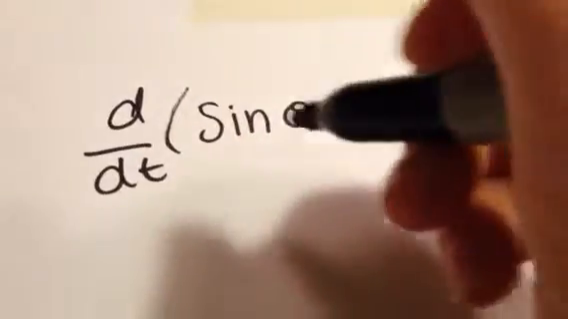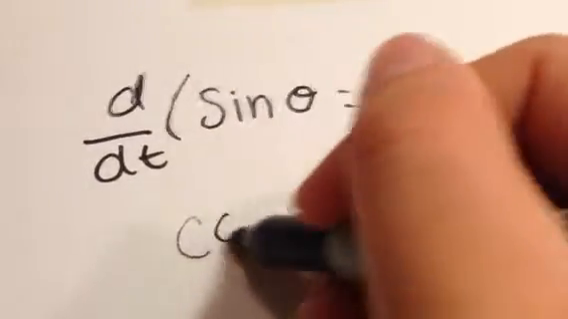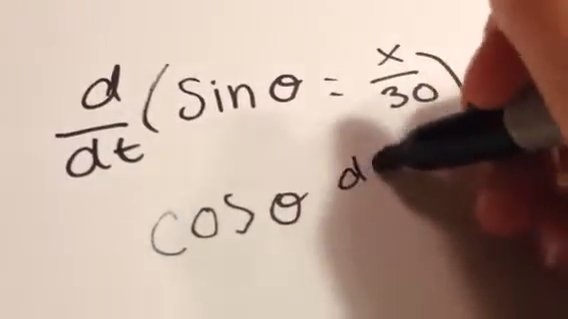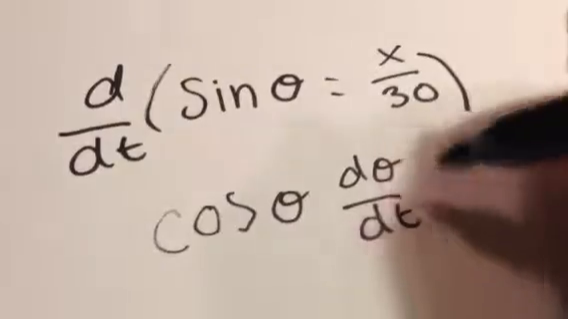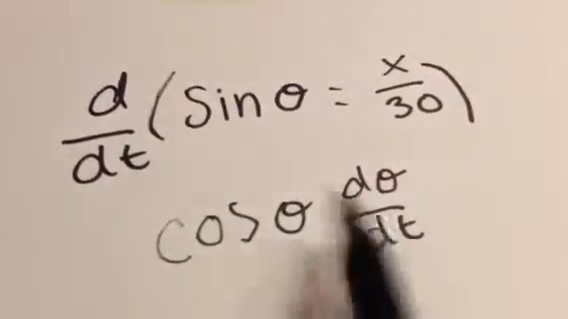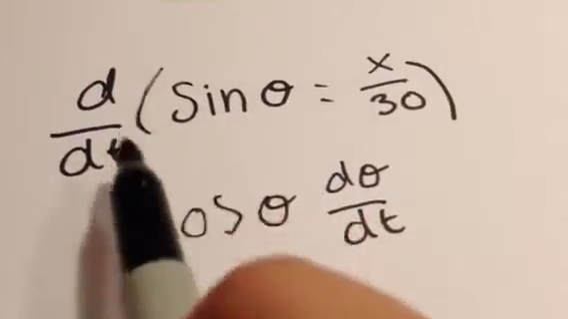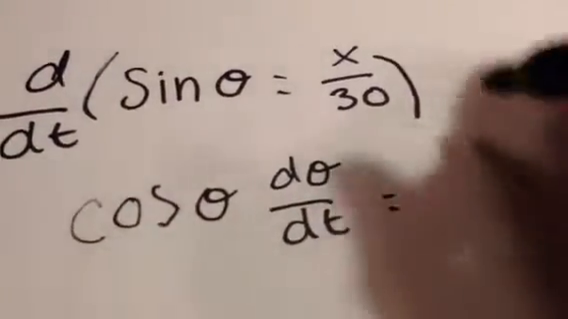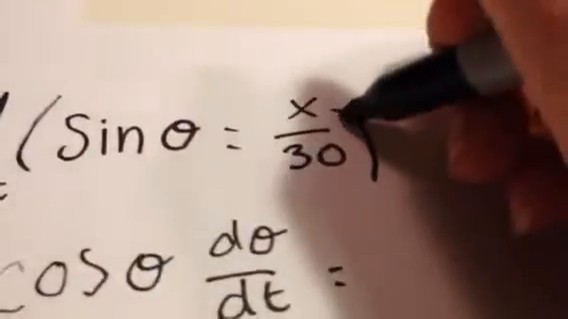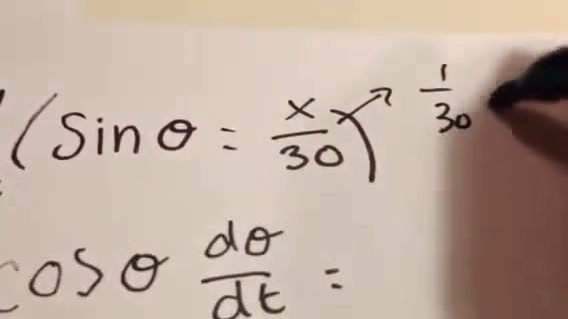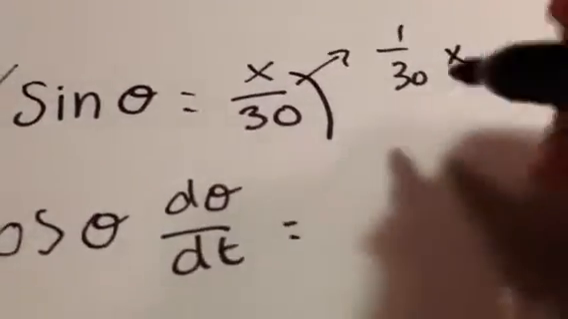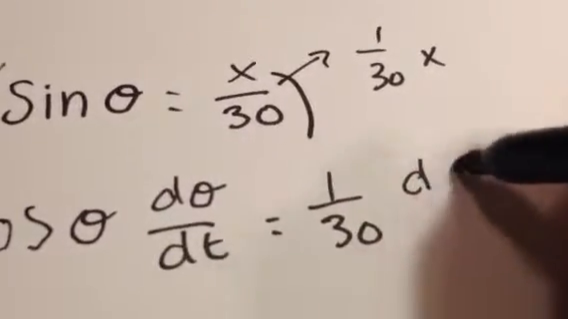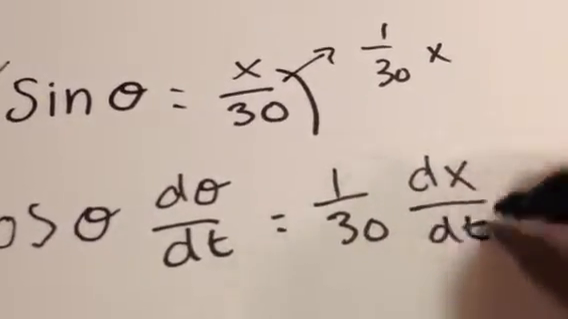So what you've got is the derivative of sine is cosine theta d theta/dt. See how there's no t? Theta goes into the d/dt because it's derivative with respect to time. So now what I did here is I just made this 1 over 30 x, then used that for the derivative instead. So I've got 1 over 30 dx/dt, because again, x is not t.